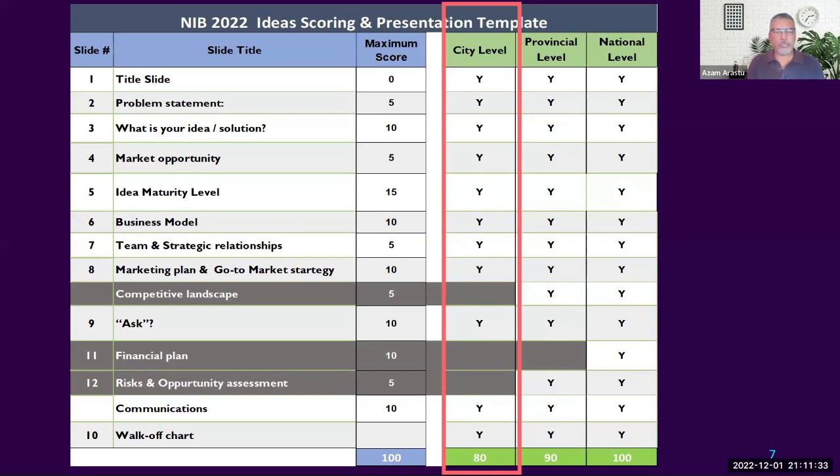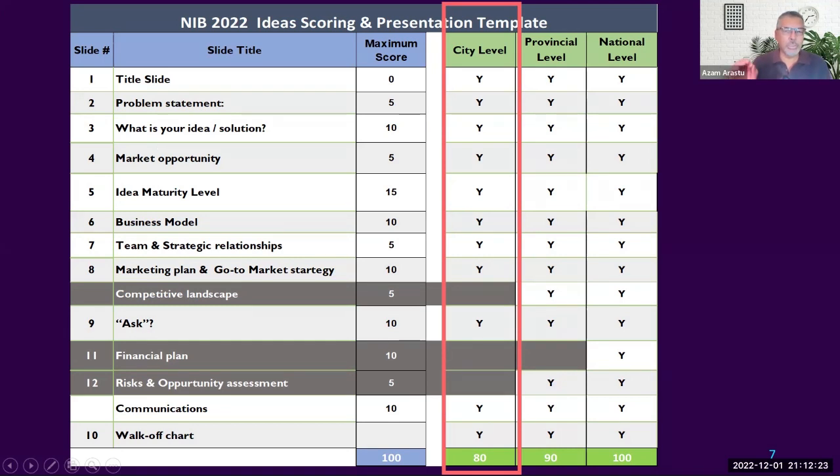Now, here is where we start getting into more details. City level presentation, or the level one presentation, as we call it, we have simplified it. As I said last time, there are three criteria which will not be focused on at this time: competitive landscape, financial plan, and risk and opportunity. We have taken that out so that you can focus on the meat, the more important part of your pitch. So your slide deck would now be as follows. You have basically 10 slides at the most. Title slide, problem statement slide.